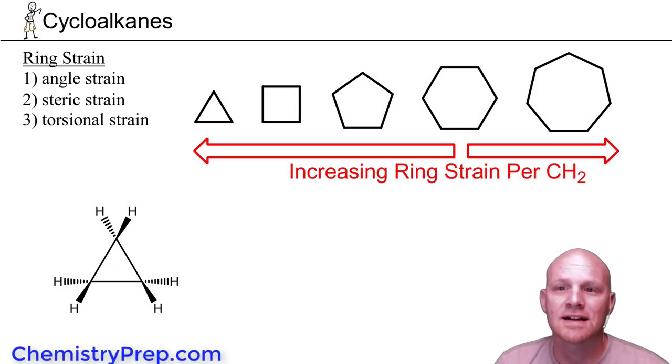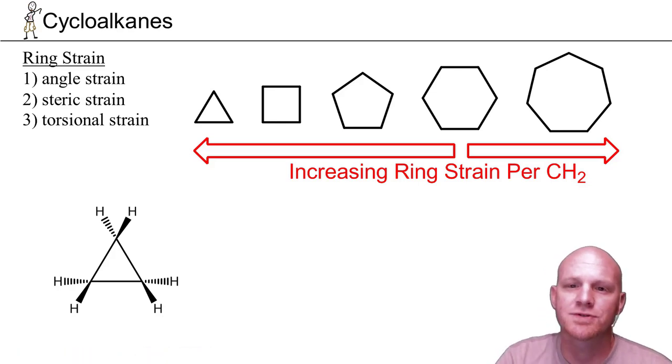Now we're going to take a closer look at cycloalkanes, and you'll find we'll spend a fair amount of time on cyclohexane, but we'll talk about the others in general here first. We'll introduce a new term here called ring strain.